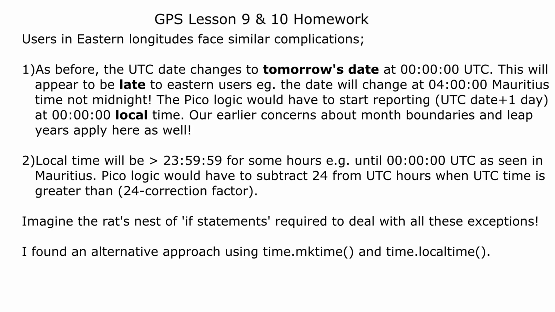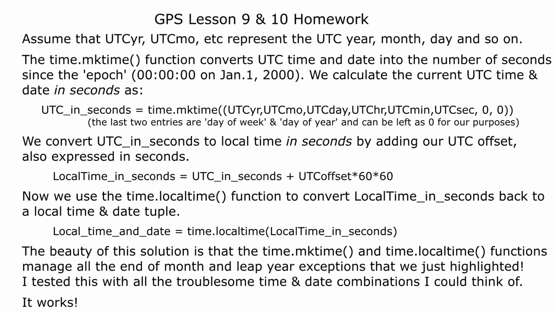I found an alternative approach using time.makeTime and time.localTime. Assume that UTC-YR, UTC-MO, etc. represent the UTC year, month, day, and so on. The time.makeTime function converts UTC time and date into the number of seconds since the epoch, which is 0 hour on January 1st, 2000.